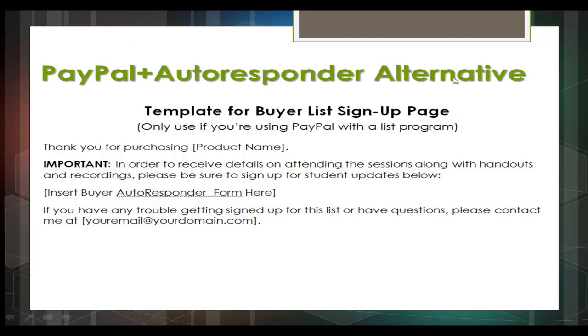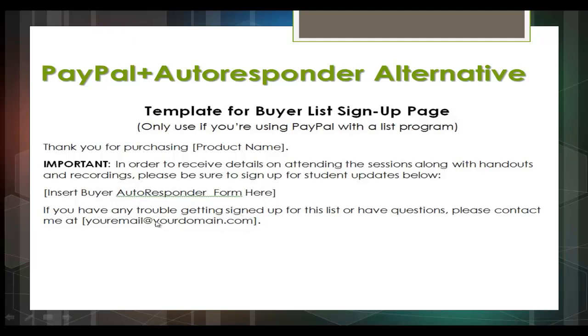So here's the PayPal with autoresponder alternative. This is a template for that buyer list sign-up page, and they get this after they buy. And you're going to only use it if you're using something like PayPal with a list program. So, thank you for purchasing the product. Important. In order to receive details on attending the sessions along with the handouts and recordings, please be sure to sign up for student updates below. And then put the form from the autoresponder for them to sign up to your list here, like their name and email. I wouldn't ask for more than the name and email here. And then always give them some way to contact you.